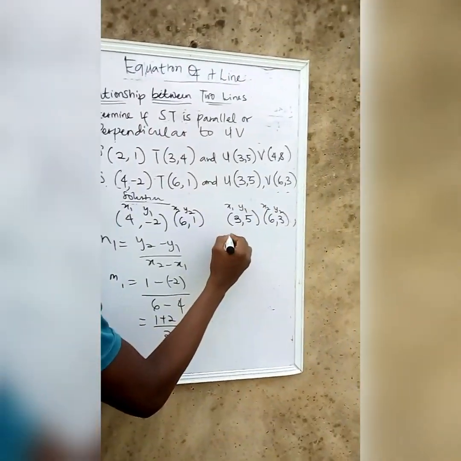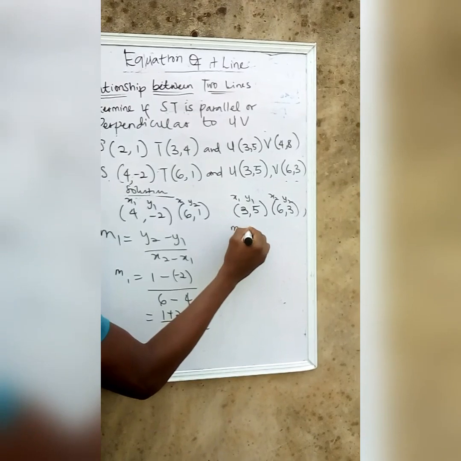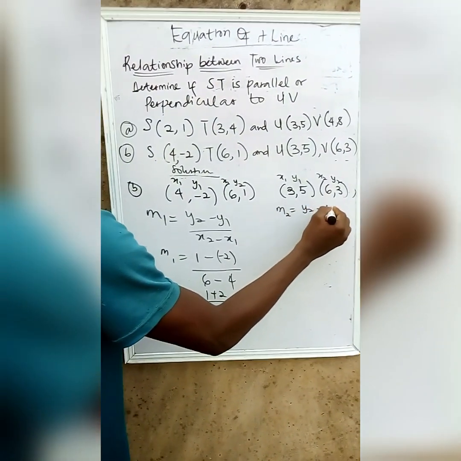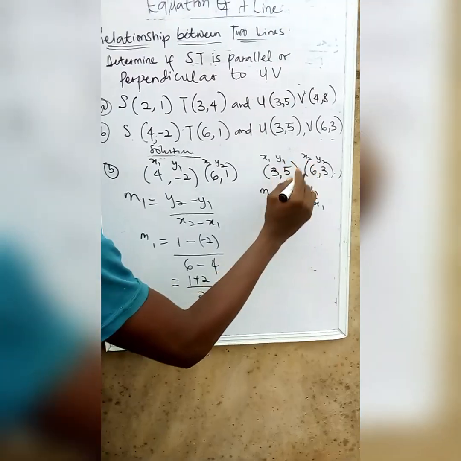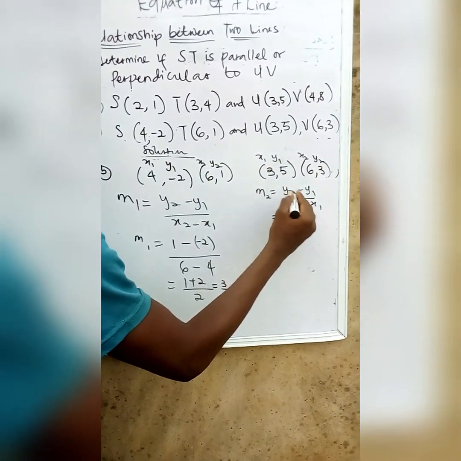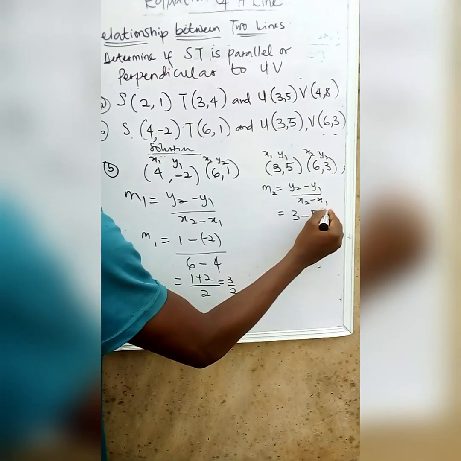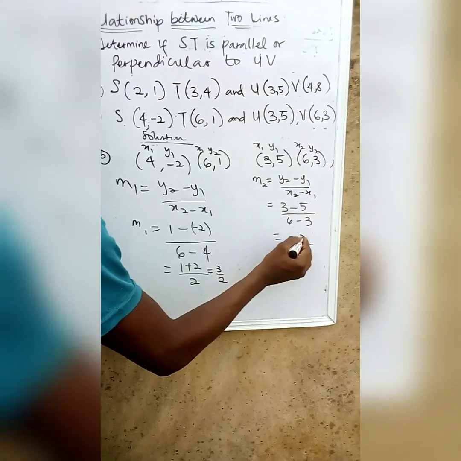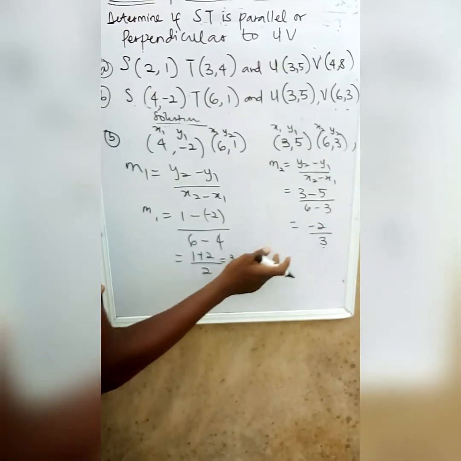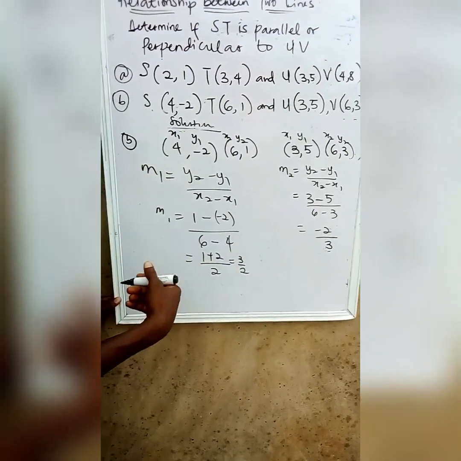So for the other one, still the same thing. We label this one M2. And that will be y2 minus y1 over x2 minus x1. So that will be 3 minus 5 over 6 minus 3. 3 minus 5 is minus 2. 6 minus 3 is 3. Now, as you can see, they are not the same thing. But let's confirm if it is perpendicular.